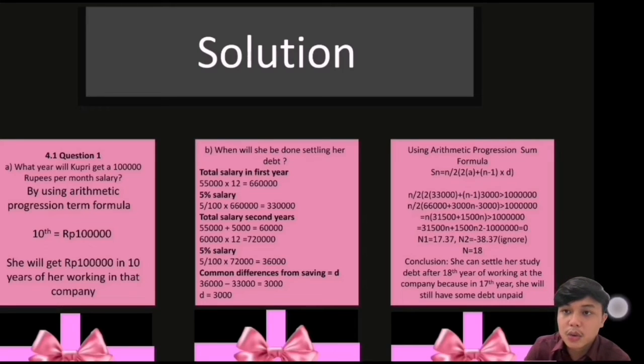From this equation, we need to factorize it, and we get n1 equal to 17.37 and n2 equal to negative 38.37. So we ignore the second n, which is negative, and the answer is n equal to 18. So the conclusion is she can settle her study debt after 18 years of working at the company, because in 17 years she will still have some debt unpaid. That's all for the solution of the question of arithmetic progression. That's all from me. Thank you.